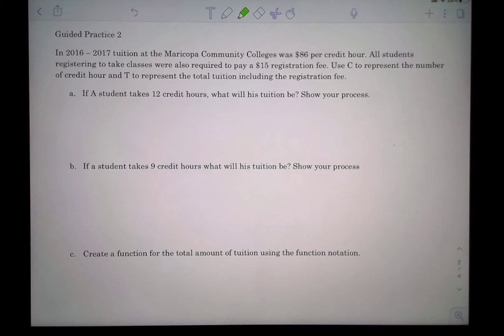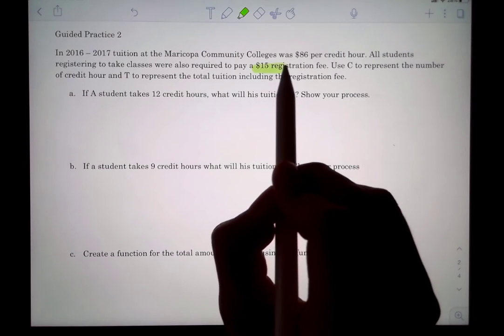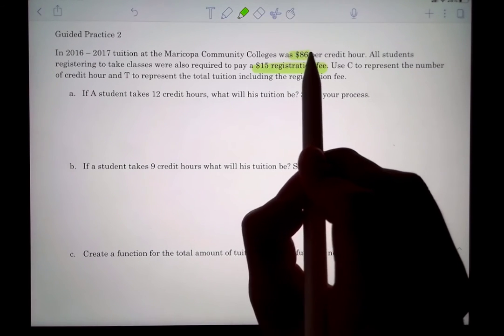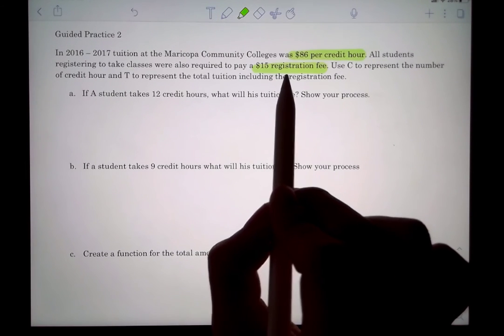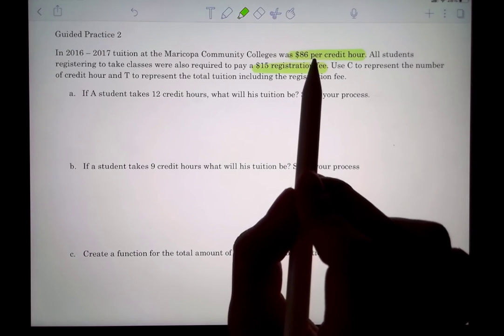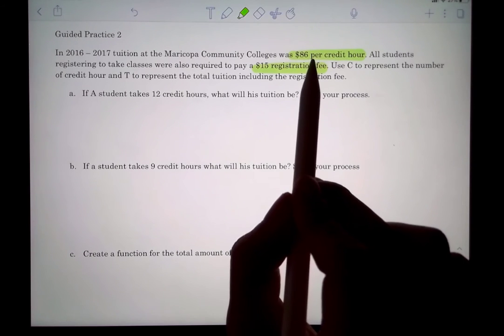Alright, guided practice 2. Look at this one, guys. The tuition at this community college was $86 per credit hour. All students registering to take classes were also required to pay a $15 registration fee. So you have this fixed number, and for each credit hour you pay $86, right?